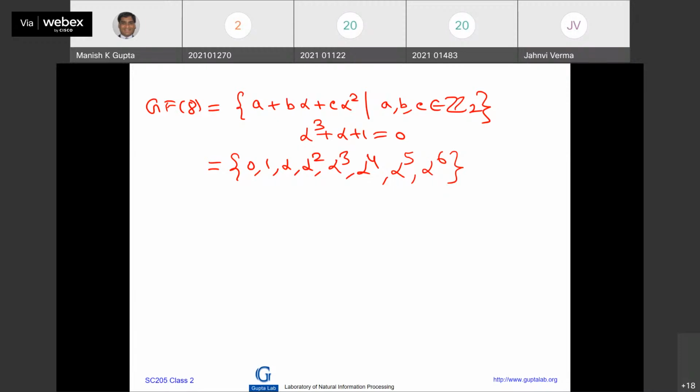And note that alpha raised to 7 will be 1 automatically. You can check that, right? So now keeping this thing in mind, you can make the table for addition and multiplication. But I think we need to do some calculations first. So can you tell me what is the value of alpha raised to 4?